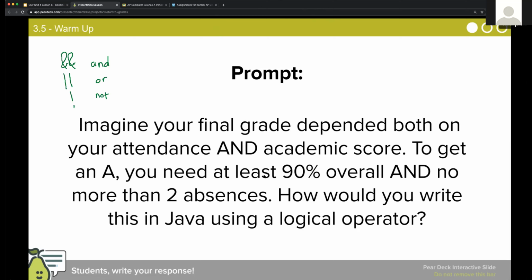So how would you write this scenario using Java and using a logical operator? You can use whatever variable names you like that make sense. So at this point, you should switch to your Pear Deck screen and go ahead and type in the text box. Let me know if you have any questions or if you're confused.